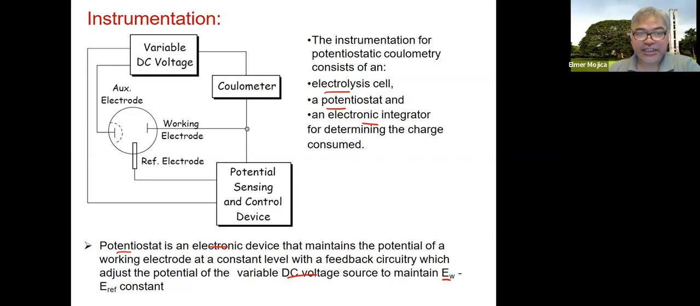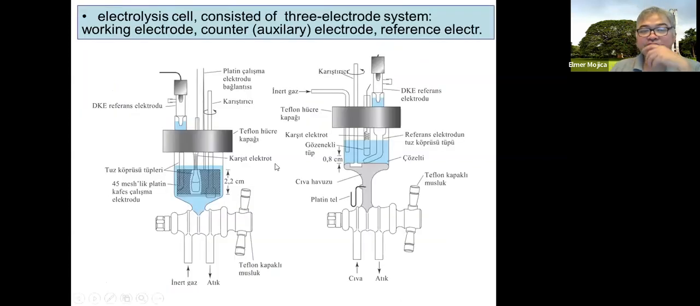Now, the electrolysis cell usually consists of what? The 3-electrode system. The electrolysis cell is where the reaction will happen. So you have here a working electrode, a counter electrode, and a reference electrode.